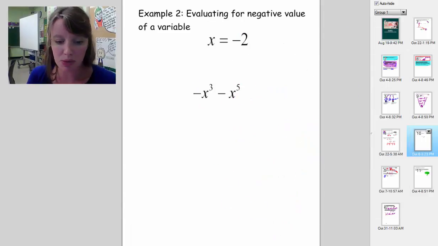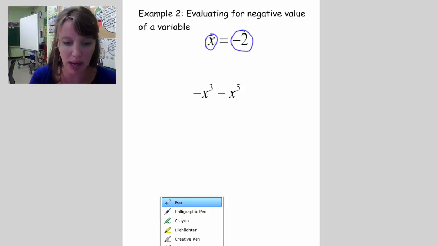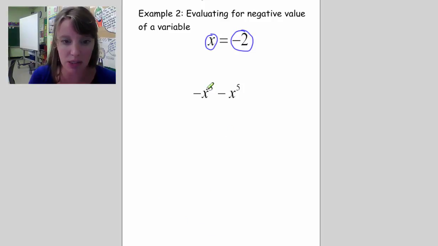Okay, example number 2 is a little bit more complicated. In this situation, our variable is negative, and we have to substitute it into this expression right here. So let's be very careful when we substitute it in. Whenever we see x in the expression, we are allowed to put in -2. Let's find our x's. I know this seems a little silly, but this is our x right here, and this is our x right here. So we're going to put -2 in this spot.